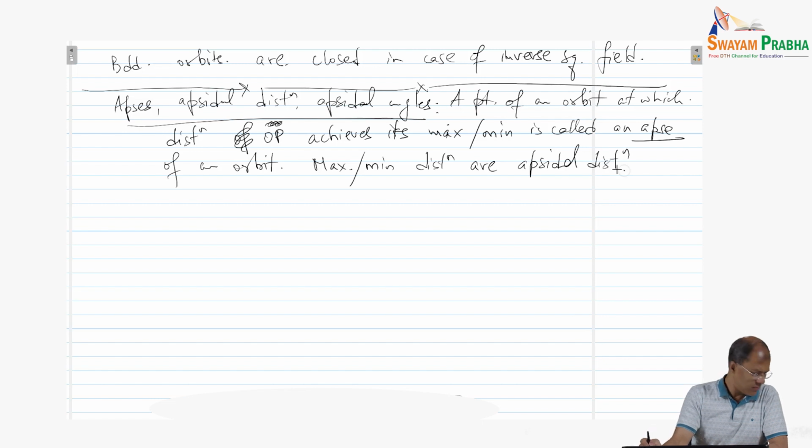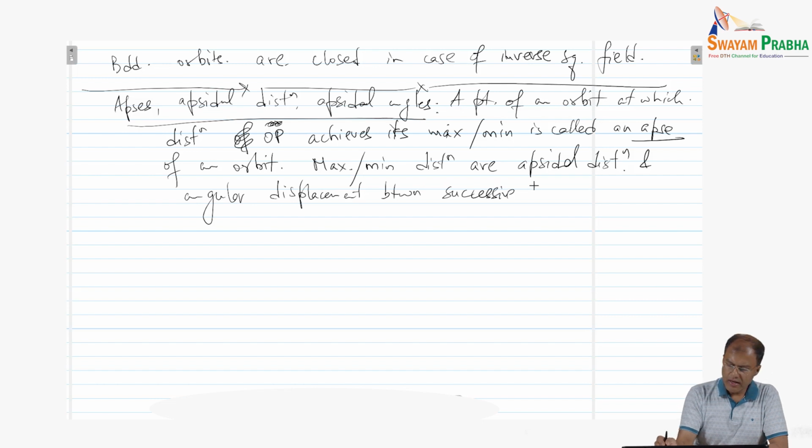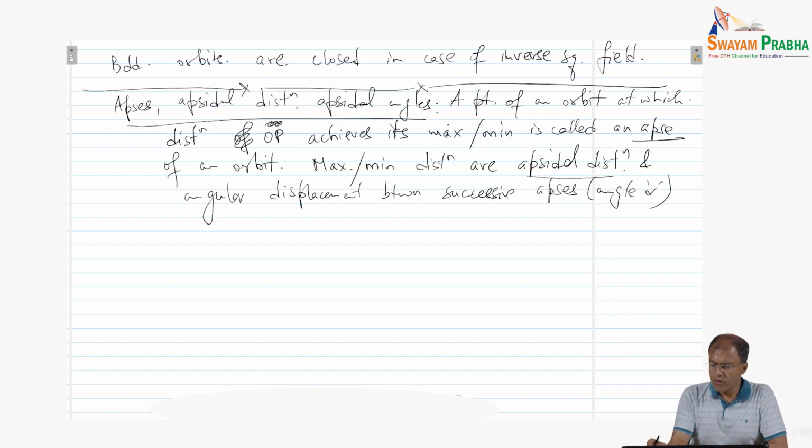Right? These maximum and minimum distances are the apsidal distances, and the angular displacement between successive apses is the angle alpha. Right? So this is the angular displacement between the successive apses, the angle alpha, or the so-called apsidal angle. Okay, so that's the terminology here.